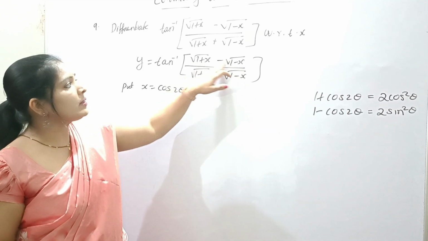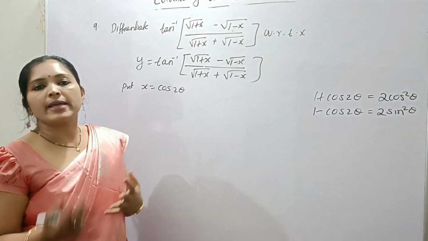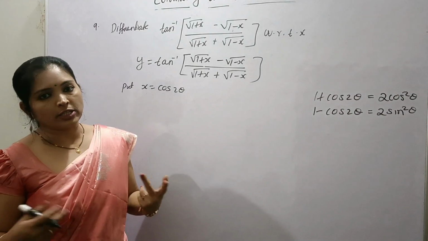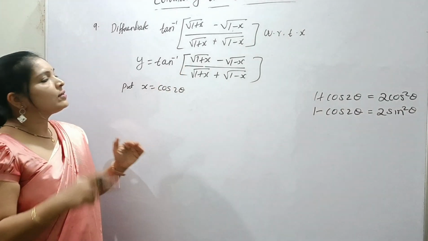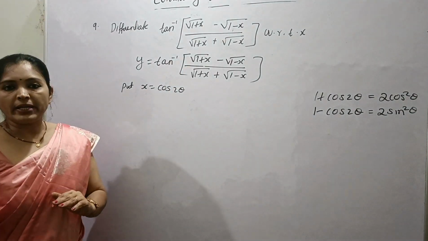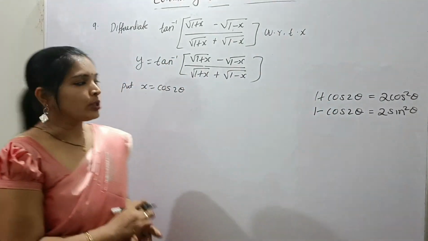If it is x square, here we cannot simplify. If it is root of 1 minus x square, you can put x is equal to sin theta or cos theta. After simplification you will get. But here it is root 1 plus x and root 1 minus x. So let's put x is equal to cos 2 theta.